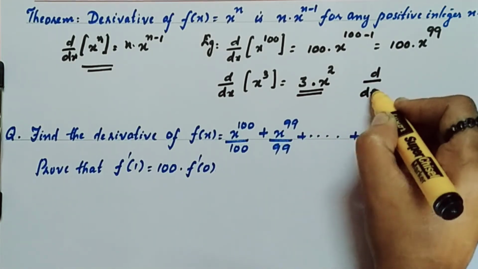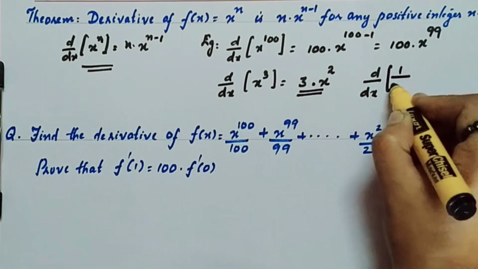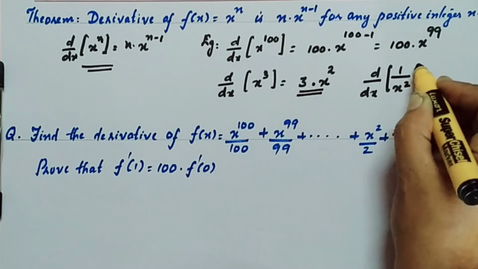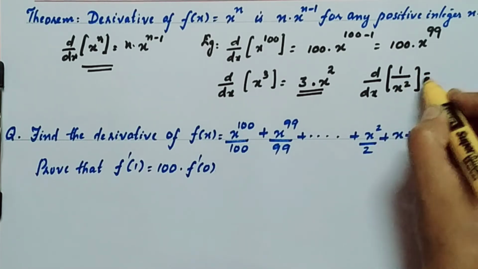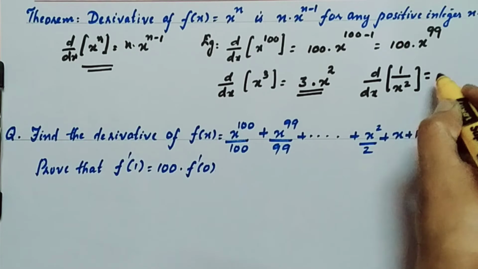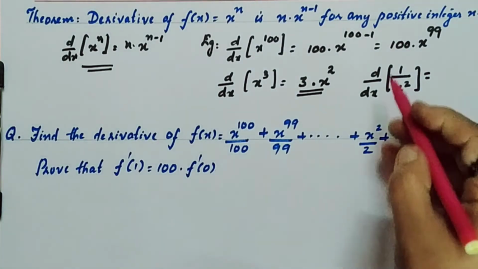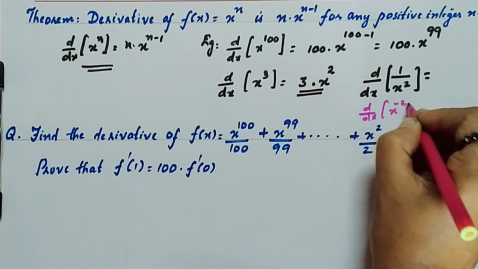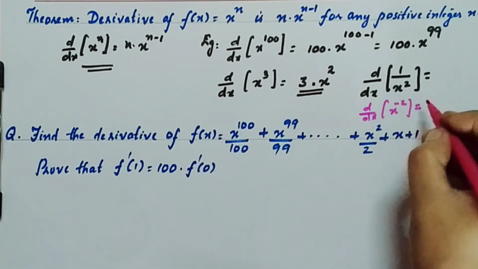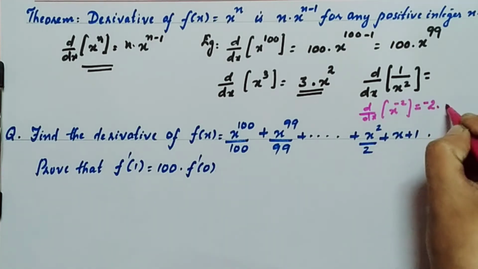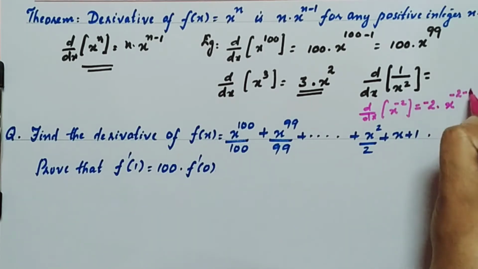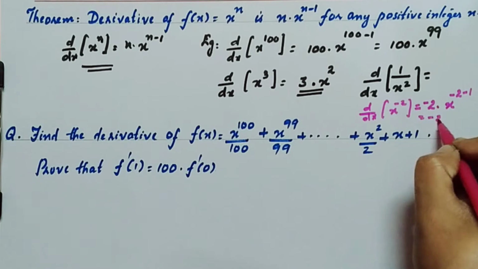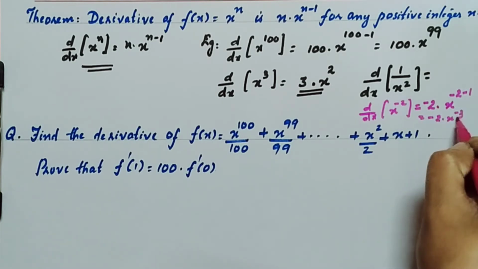Derivative of 1 by x square. 1 by x square you can think of as x raised to minus 2. Now again applying the rule you get the power minus 2 into x raised to power minus 2 minus 1. So the answer is minus 2 x raised to minus 3.